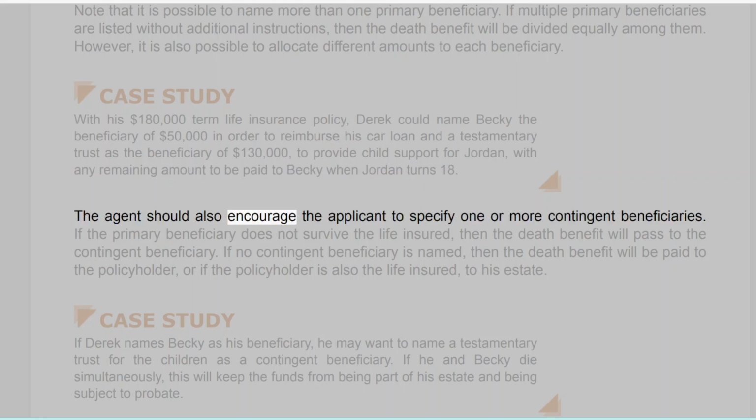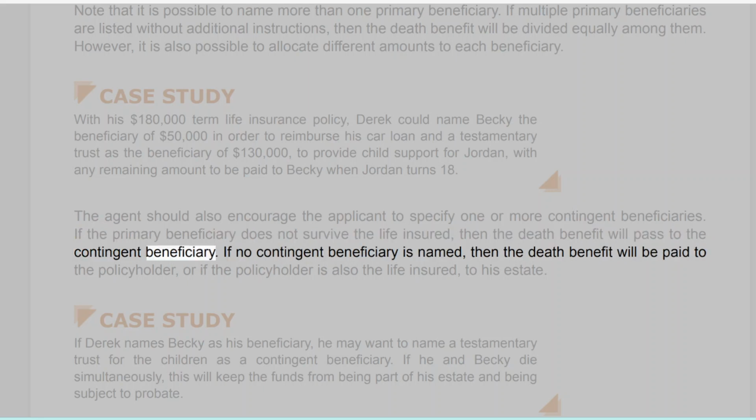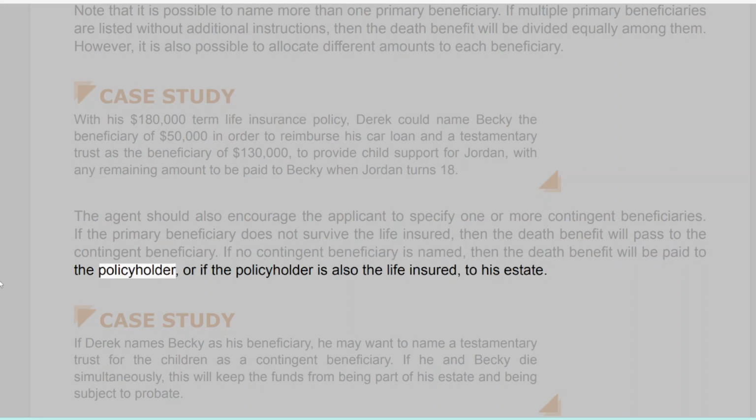The agent should also encourage the applicant to specify one or more contingent beneficiaries. If the primary beneficiary does not survive the life insured, then the death benefit will pass to the contingent beneficiary. If no contingent beneficiary is named, then the death benefit will be paid to the policyholder, or if the policyholder is also the life insured, to his estate.